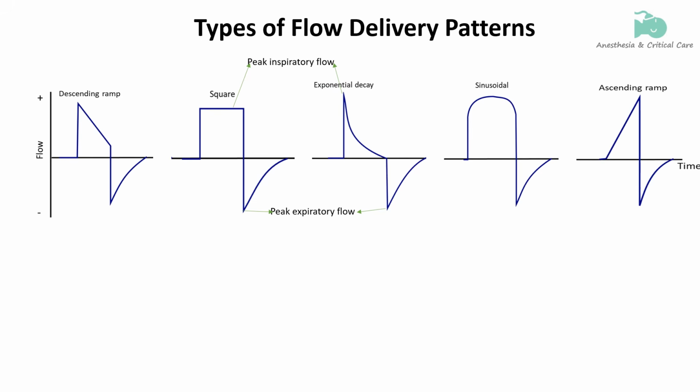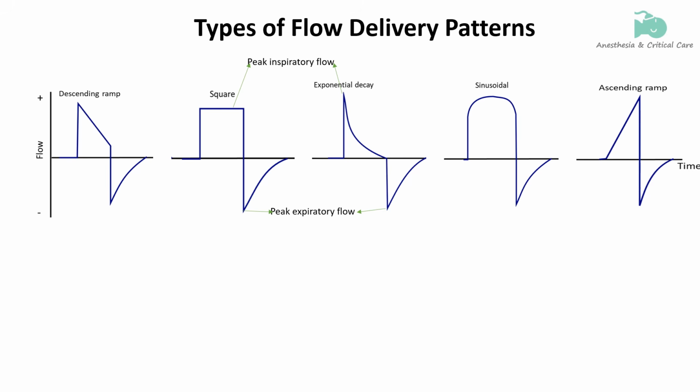Flow rate plays a crucial role in determining how gas is delivered to the lungs during mechanical ventilation. Ventilators can deliver gas in different flow waveforms, which is represented on the ventilator as a flow time waveform. Different types of flow time waveforms are associated with various modes of ventilation and patient conditions.